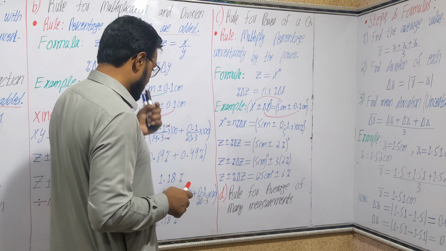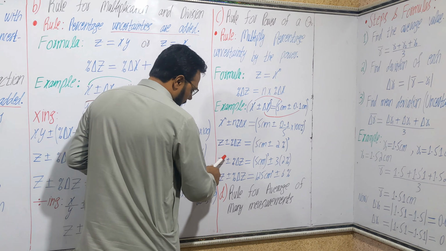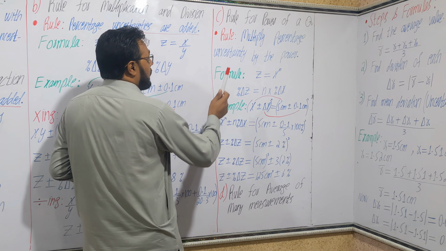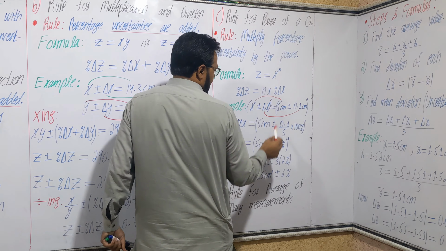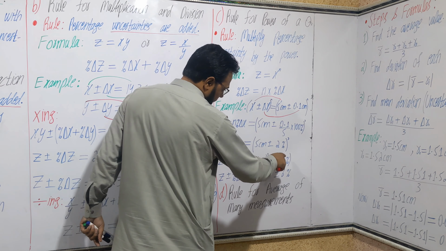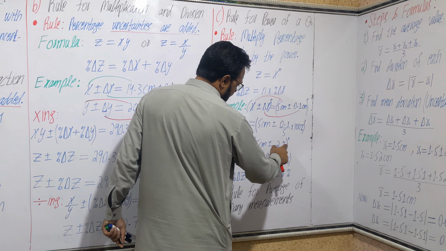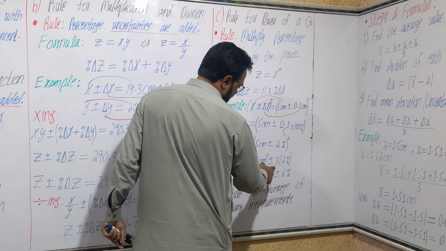Now, after simplification, the rule is: multiply the percentage uncertainty by the power. Multiply percentage uncertainty by the power. It's a rule.